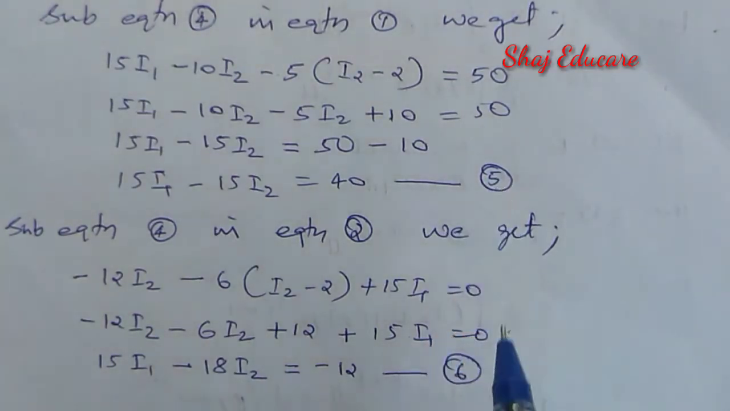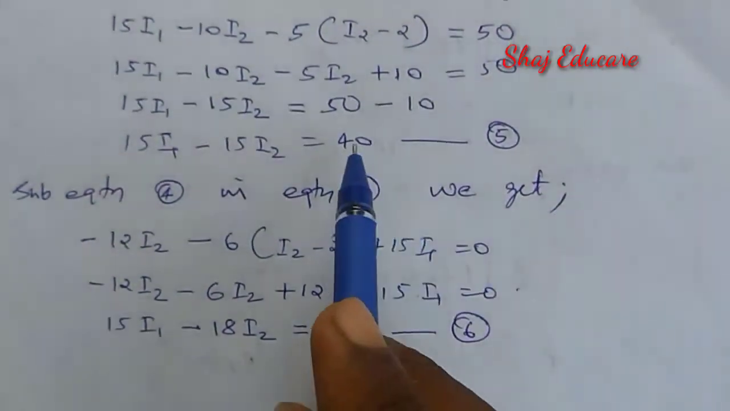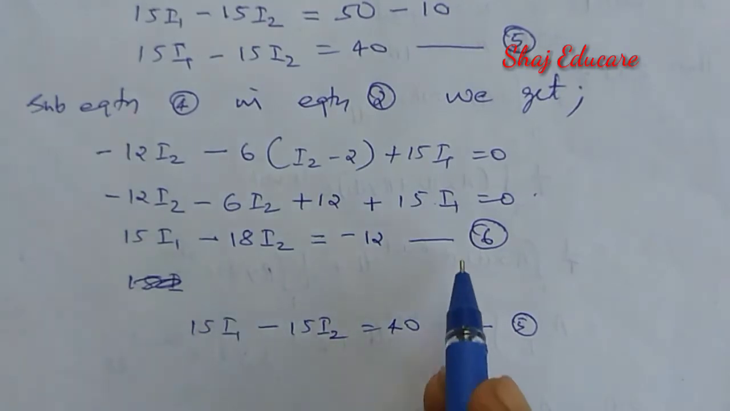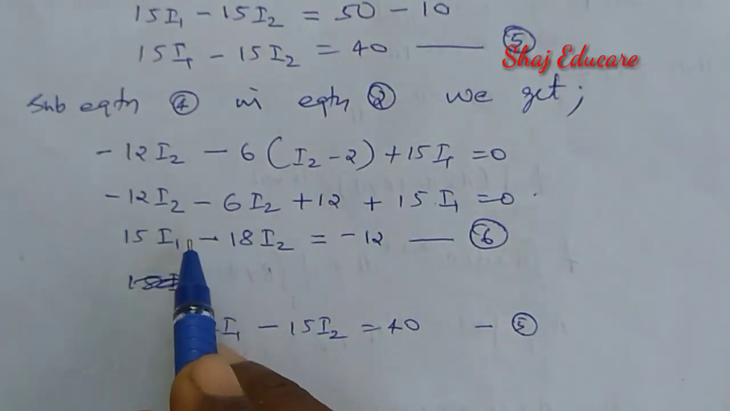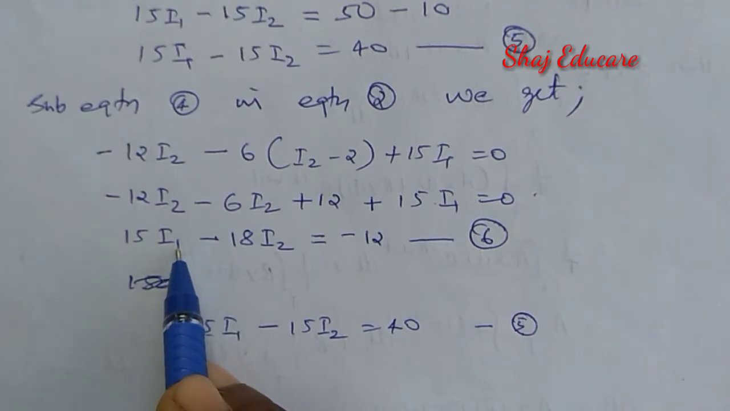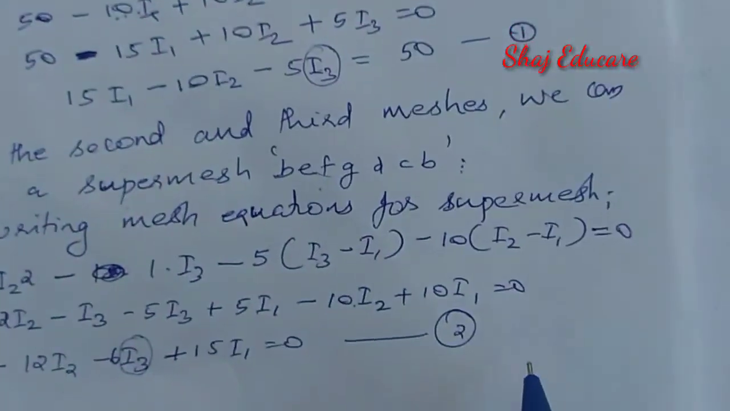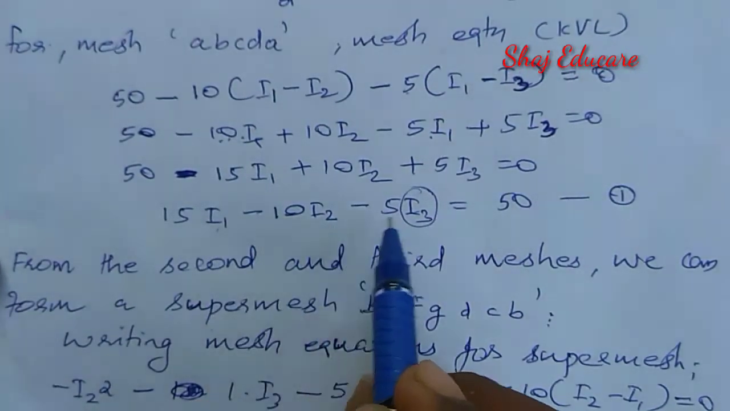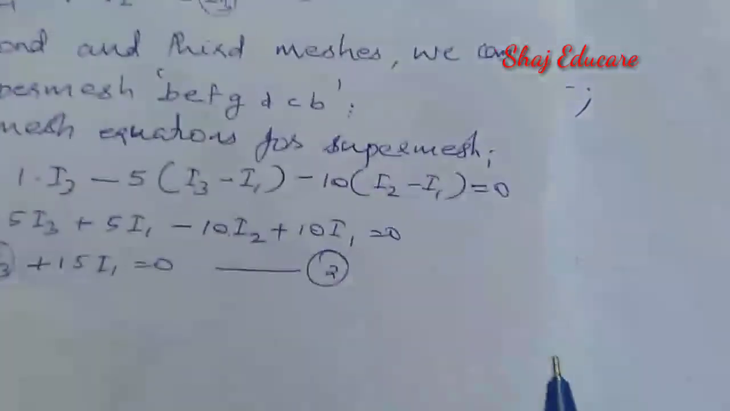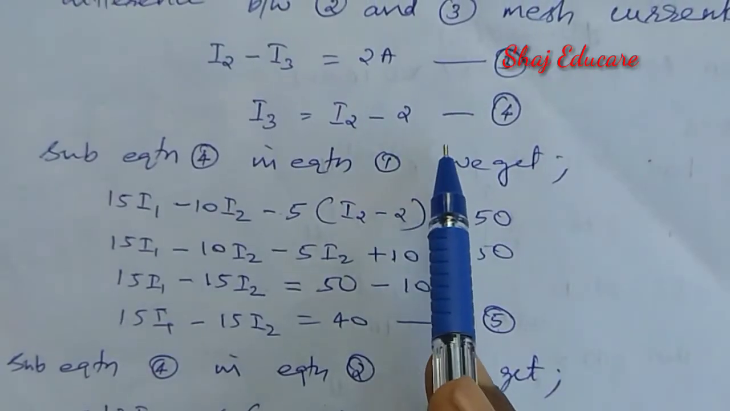Now from equations 5 and 6, we have to find the currents I1 and I2. Let us write these equations 5 and 6 together. If we look at this equation carefully, we have two variables only, I1 and I2, whereas in equations 1 and 2 we have three unknowns, I1, I2 and I3. We eliminated the term I3 from equation 1 and equation 2 using equation 4. That is what we have done.